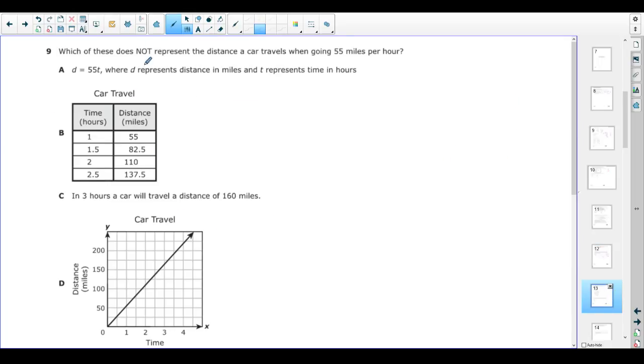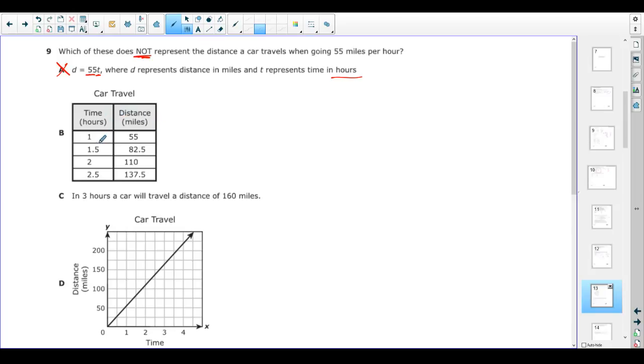Alright, number 9. Which of these does not represent the distance a car travels when going 55 miles per hour? We just need to check our graphs and charts here. Which of these is not 55 per hour? This one says d is the distance and t is time. So this is literally miles every hour, and that's what the statement was. This one's good. I'm not going to pick that one.